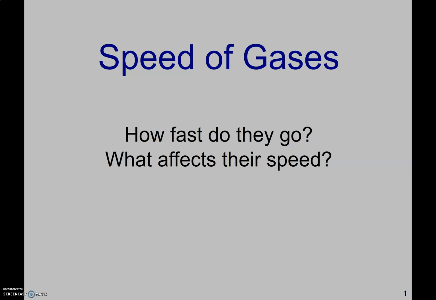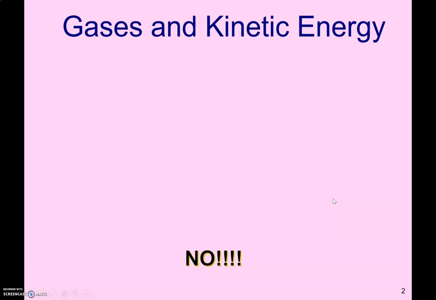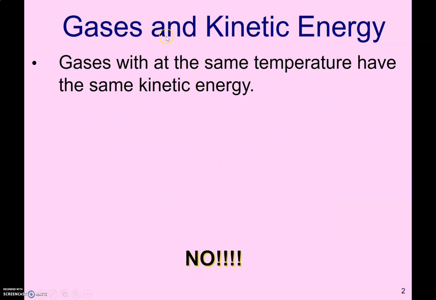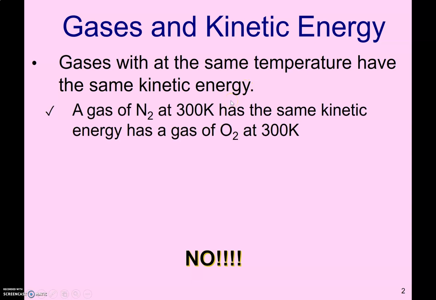So today we're going to talk about the speed of gases and what determines how fast gases can move, and then what factors affect their speed. What's true is gases at the same temperature, so if two gases are, say, at 100 Kelvin, they have the same kinetic energy. So if you have a gas of N2 and a gas of O2, oxygen and nitrogen, and they're both at 300 K, they will have the same kinetic energy.